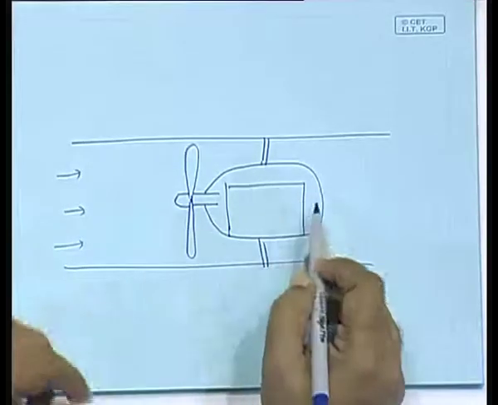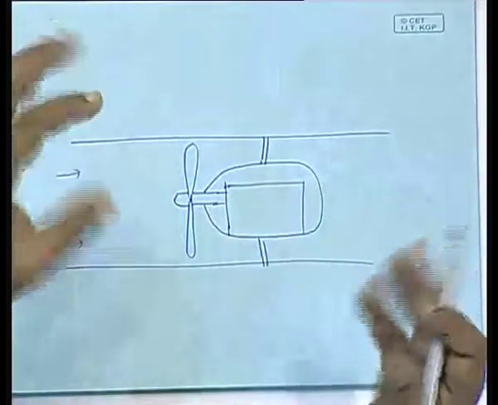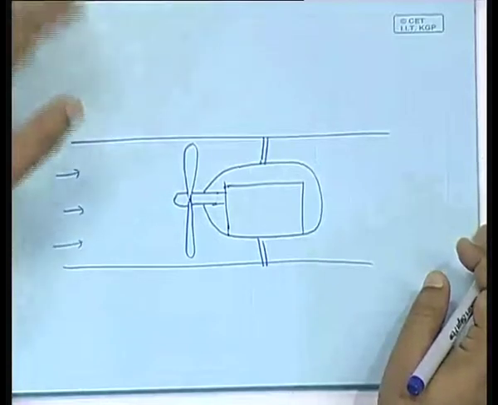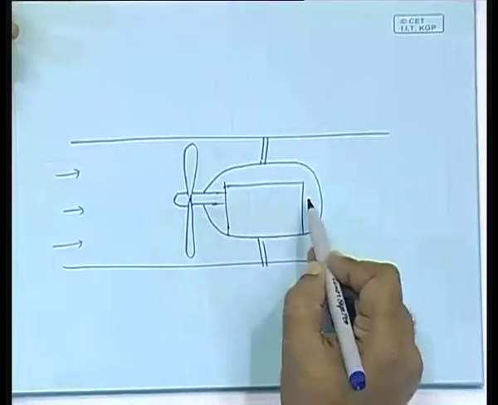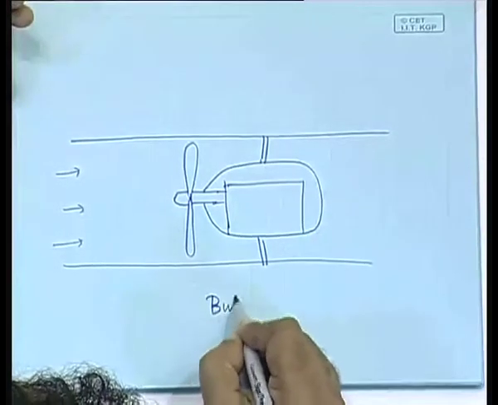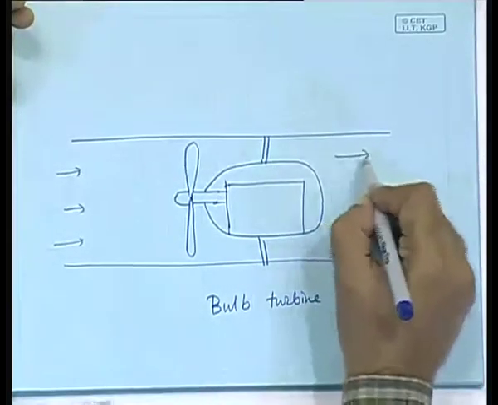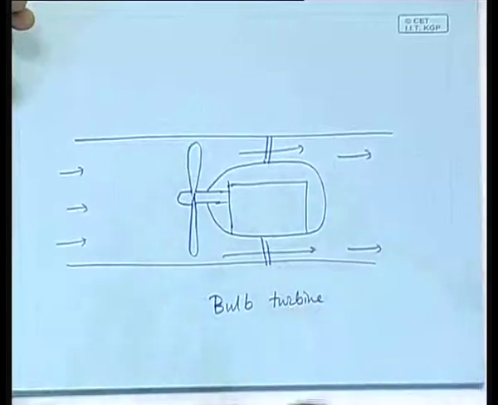It is completely watertight, so that the water does not go in. Okay. So, that is why this is called the bulb turbine. For very low head power plants, you have turbines of this kind of shape. These are called the bulb turbines.